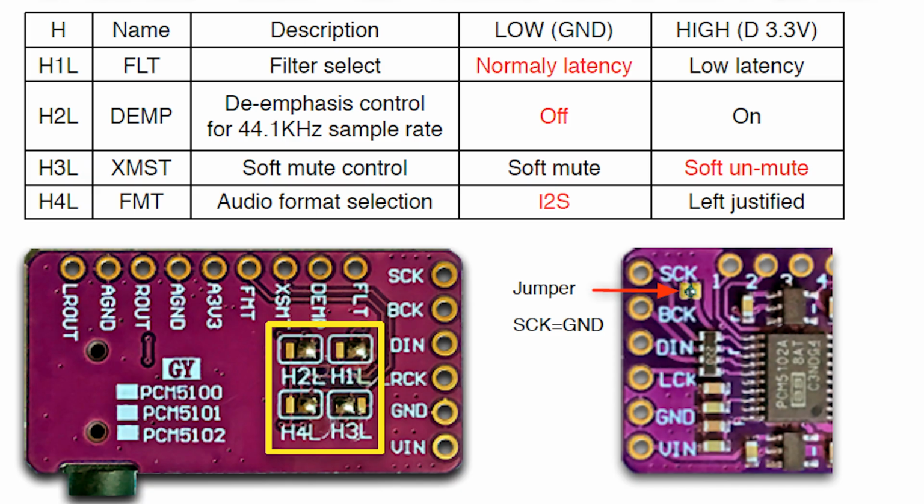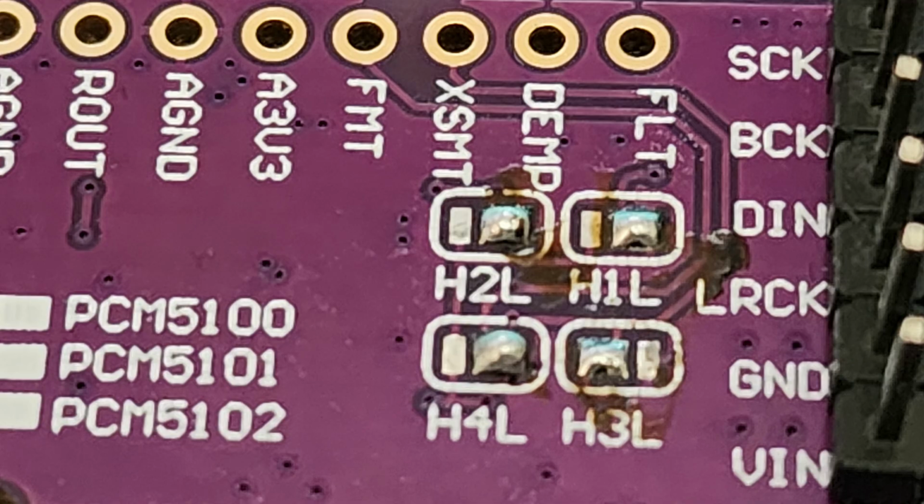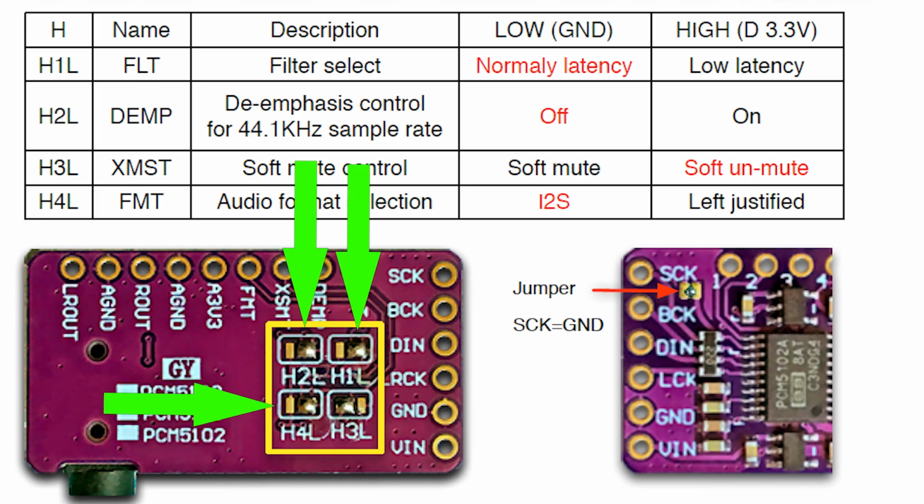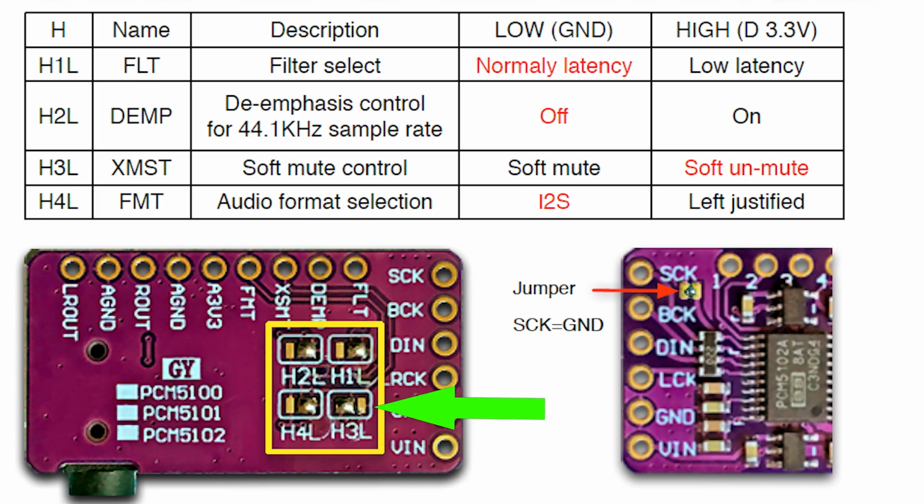On the back of this module, there are some small solder jumpers labeled H1L to H4L. They just set the default DAC modes by pulling the control pins high or low. We're going to set jumpers 1, 2, and 4 to low, and jumper 3 to high. So if you're not getting sound, make sure that jumper 3 is set to high. That is your mute, unmute jumper. If you're getting static, check jumper 4 and make sure that it's set to low. That sets the module to I2S format.